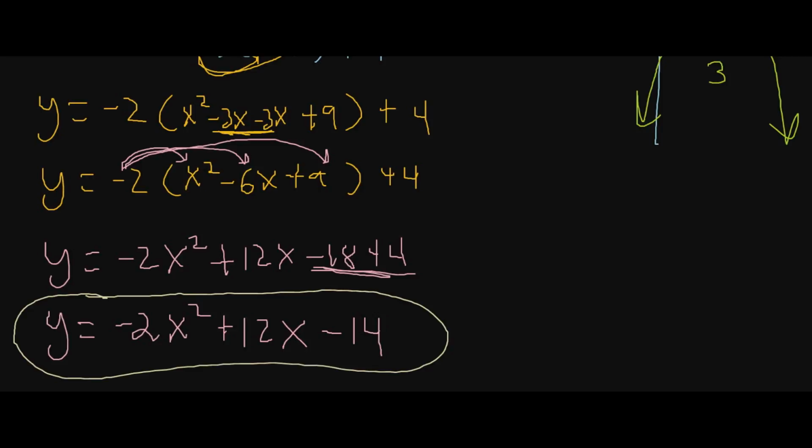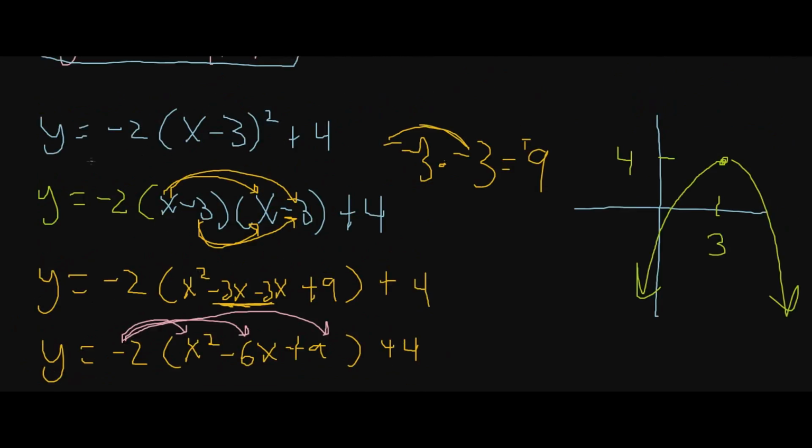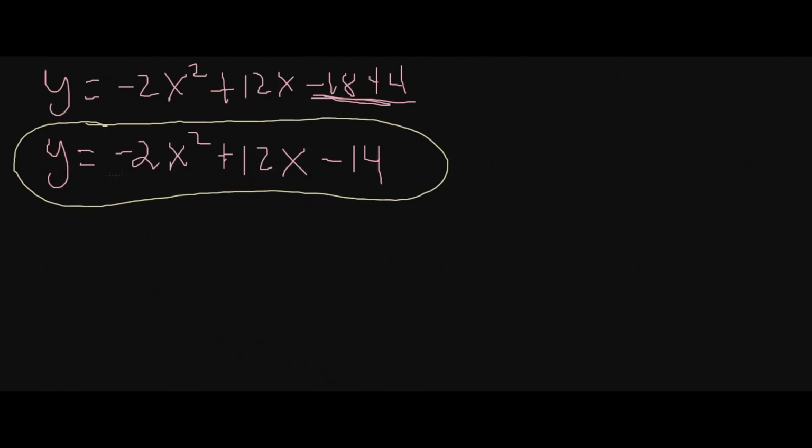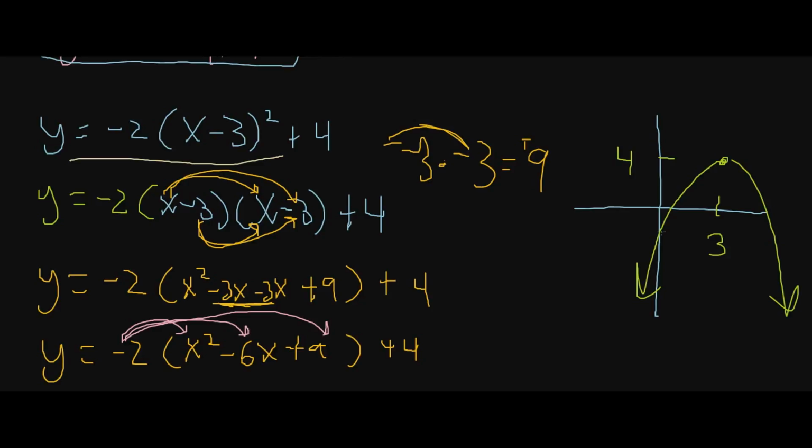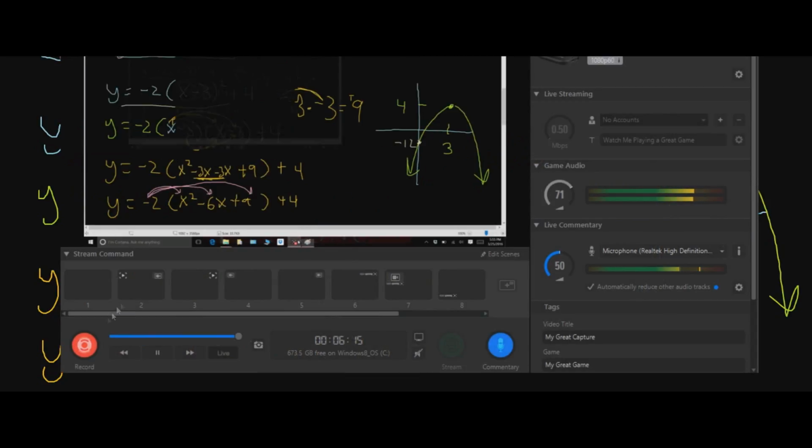So we went from vertex form all the way down to general form. Like before, the number on the outside of general form tells you your y-intercept. So that value would be negative 14. Hopefully that helps to explain at least one aspect of how to make that conversion possible.